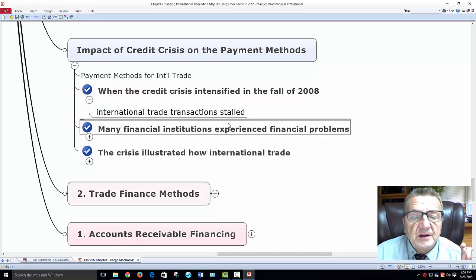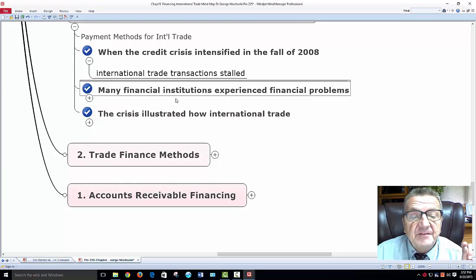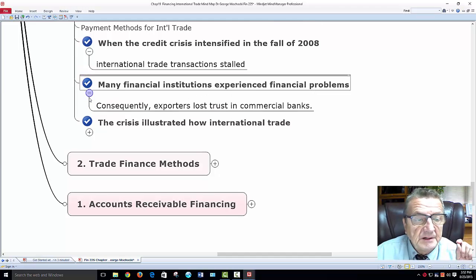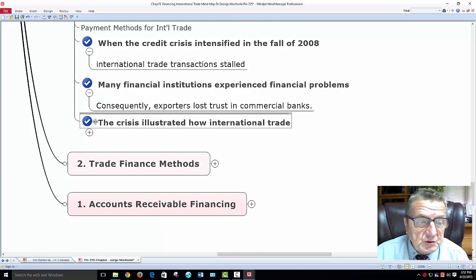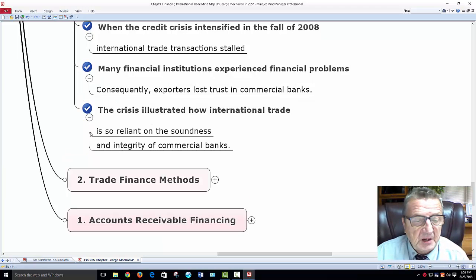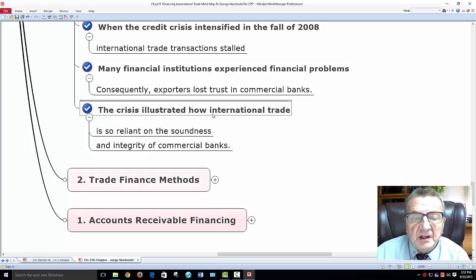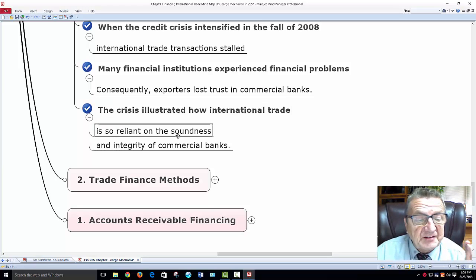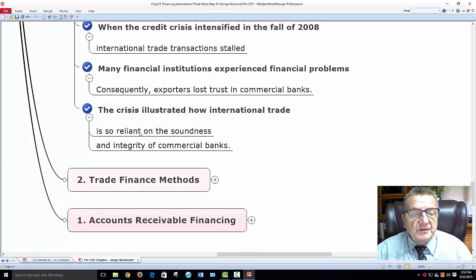When international trade transactions stalled, many financial institutions experienced financial problems. The consequence was that exporters lost trust in commercial banks. We talked about that in the previous chapter with Libor accounts, the London bank that looks at the average of the interest rates of different banks given to the most creditworthy bank, and that was being adjusted, manipulated. So I was paying more for the currency, figuring I was getting the best deal, and that was just a manipulation. Okay, the crisis illustrates how international trade is so reliant on soundness and integrity of commercial banks.